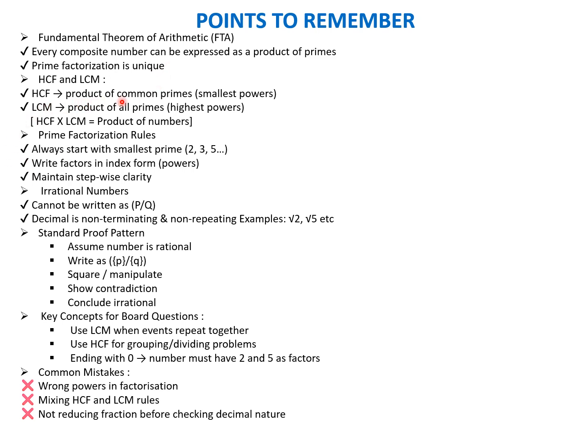Second, HCF is equal to the product of the common primes with the smallest power, and LCM is equal to the product of all primes with the highest power. HCF into LCM is equal to the product of the two numbers. This is another important concept. For prime factorization, always start with the smallest prime, write factors in index form, and maintain stepwise clarity. An irrational number cannot be written in the form p by q, and its decimal is non-terminating and non-repeating. The standard proof pattern is to assume the number is rational, write it as a fraction, square and manipulate, show the contradiction, and conclude it is irrational.